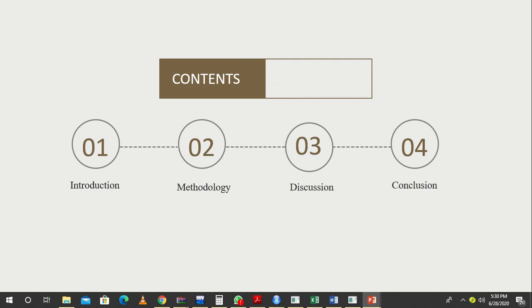In the content, we have divided the presentation into four steps: introduction, methodology, discussions, and conclusions. The introduction is the overall background of this project. The methodology covers what materials and methods have been used. The discussion covers how the survey was conducted, and there are the overall outcomes from this project. We will finish with the conclusions.